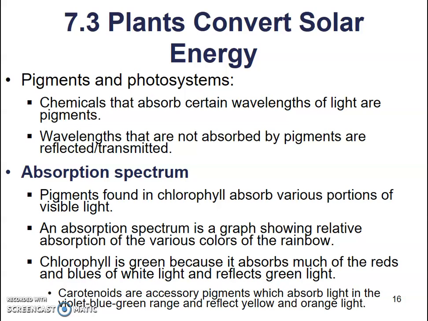Absorption spectrum. Pigments found in chlorophyll absorb various portions of visible light. An absorption spectrum is a graph showing relative absorption of the various colors of the rainbow. Chlorophyll is green because it absorbs much of the reds and blues of white light and reflects green. Carotenoids are accessory pigments which absorb light in the violet, blue, green range and reflect yellow and orange.